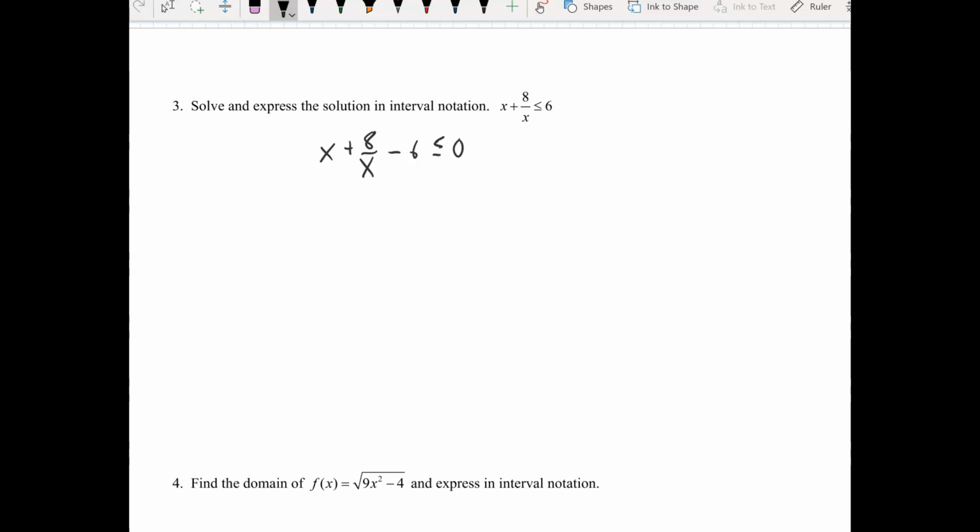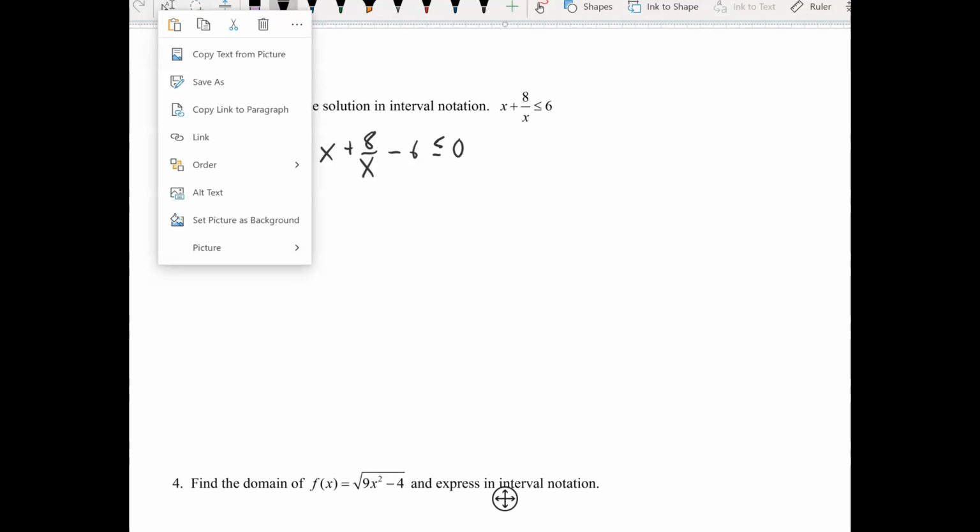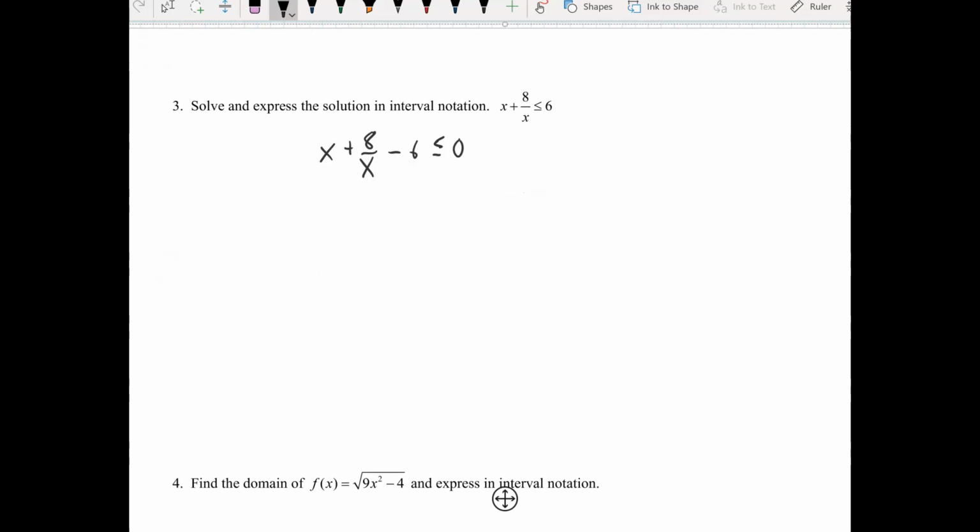So I'm going to rewrite this as 8 over x plus x minus 6, and I'm going to multiply that by x over x. That's just 1 no matter what, unless x is 0. But we're going to keep that x in the denominator, so we don't have to worry about the 0. We know that x can't be 0, so we're not just going to ignore that. And then that's less than or equal to 0.